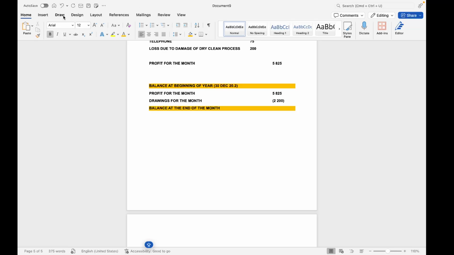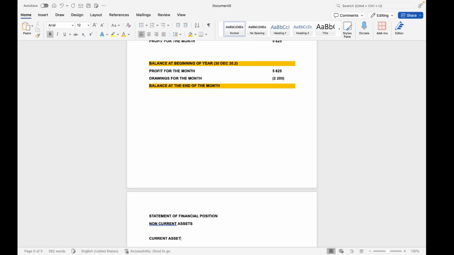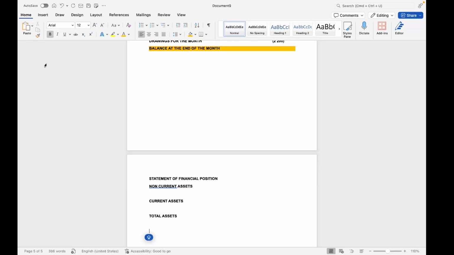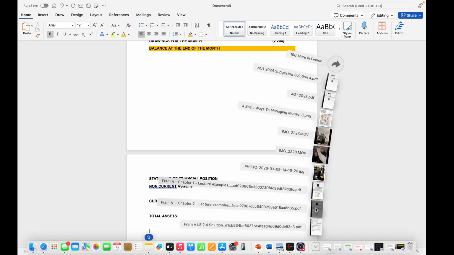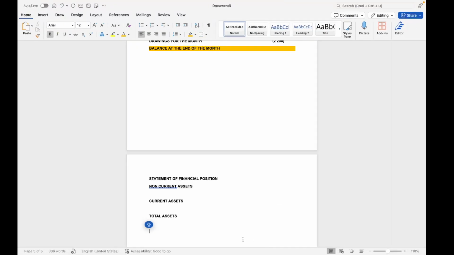Okay, so now what are we gonna do? Statement of financial position. Okay, we have our non-current assets, right? Then we're gonna have our current assets, then total assets. So we can start with our non-current assets, right? Non-current assets here, we only have furniture and equipment, right? So we're gonna come here and write furniture and equipment, and this was 38,000, right?